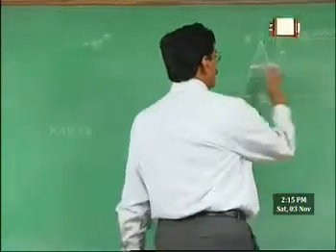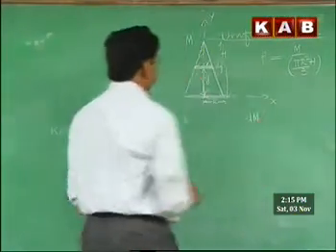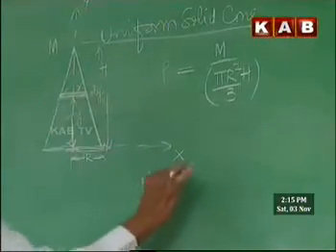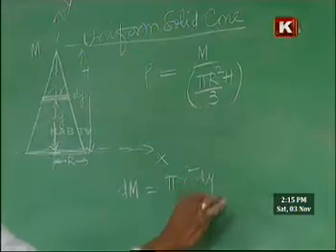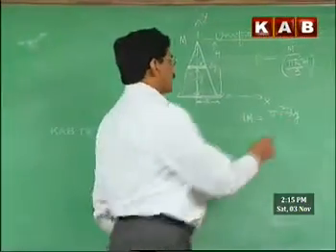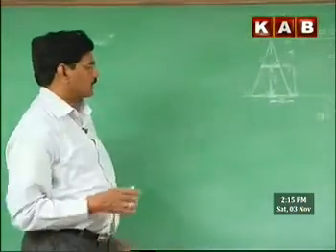Then we have to calculate the mass of the elemental disc into which the cone is divided. The area of the disc is pi r square, and the thickness of the disc is dy. Multiplying these gives you the volume of the disc, and the density of the disc is rho. Therefore, this gives you the mass of the disc.